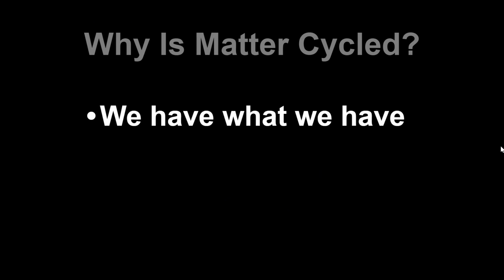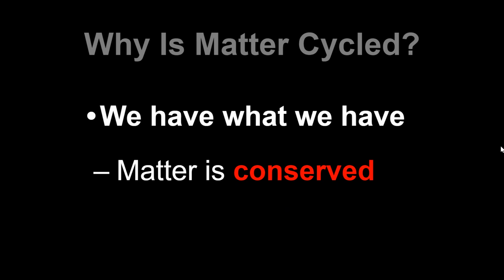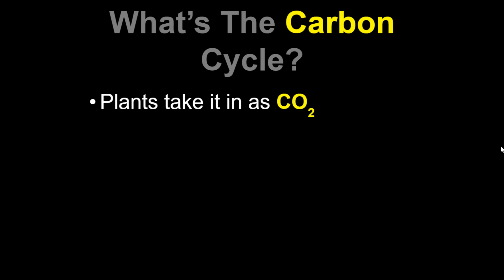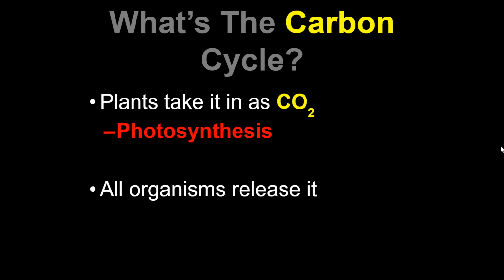So matter is cycled on Earth because we have what we have. There's not really new matter being added to the Earth, and so matter has to be conserved, so it gets recycled. So the carbon cycle is how carbon is recycled through the ecosystems, and it starts by plants taking it in as carbon dioxide from the air using photosynthesis. They convert it to glucose, and then it can be passed along to other organisms where they can break it down to make ATP in cellular respiration and release that carbon dioxide back into the air.